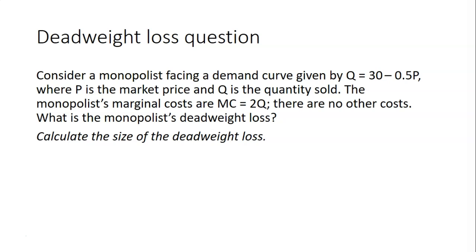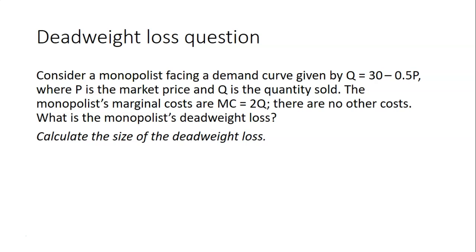Consider a monopolist facing a demand curve given by Q equals 30 minus half P, where P is the market price and Q is the quantity sold. The monopolist's marginal costs are MC equals 2Q. There are no other costs. What is the monopolist's deadweight loss? And here you have to calculate the size of the deadweight loss.